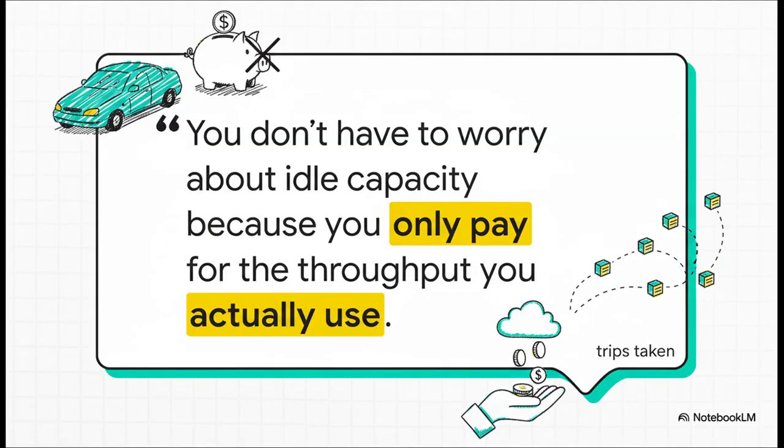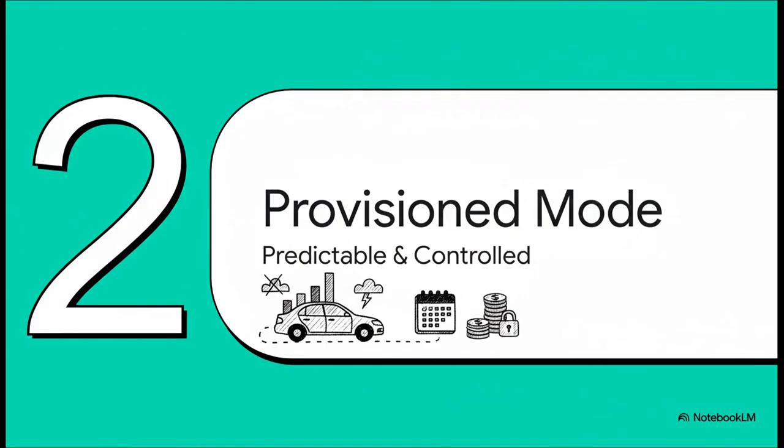And this all comes back to being smart with your money, right? Going back to our analogy, you're not paying for a car to just sit in your driveway all night doing nothing. You only pay for the trips you actually take. For any app that has quiet times, and most do, this is a huge, huge win. You simply don't burn money on capacity you aren't using. Okay, so that's on-demand.